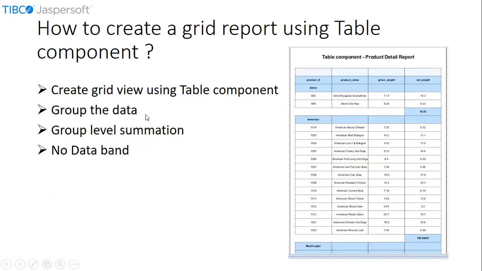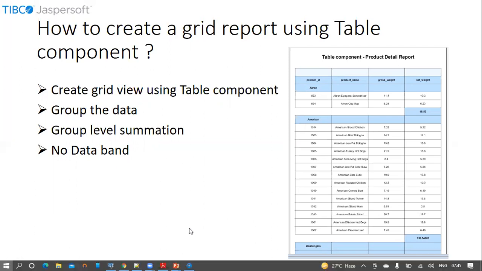Let us see an example on how we can create a grid report using table component. I am going to demonstrate table component usage with a product detail report. We are going to see how we can create a grid-like view using table component and how we can group the data and how we can find the group level summations by creating a variable. And finally, we will see the usage of no data band within the table component.